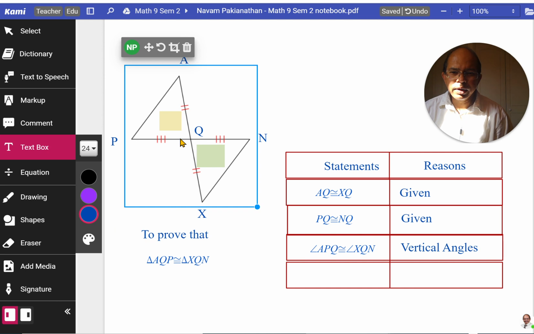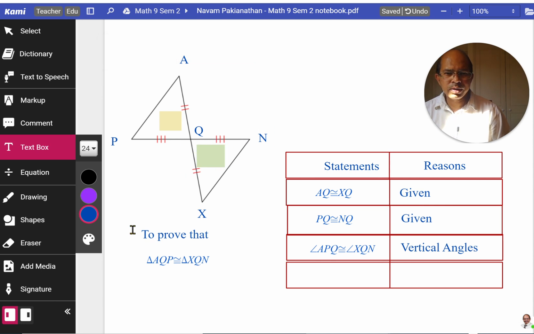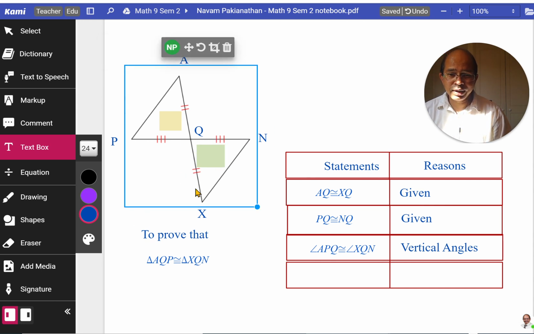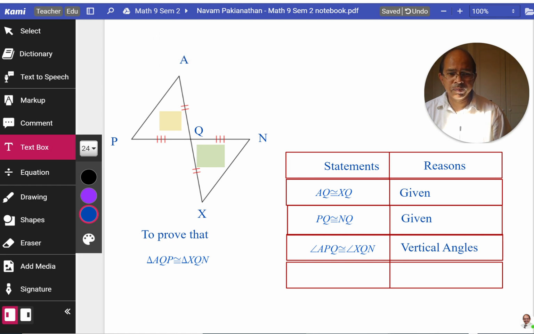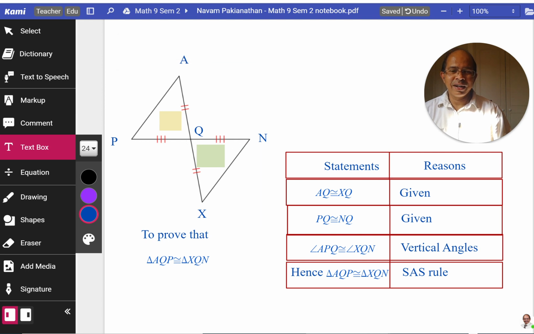Looking closely at the figure, we can see that angle AQP and angle XQN are across an intersection, and so they are vertical angles, which are naturally equal. And hence, by the SAS rule, or the side angle side rule, the two triangles AQP and XQN are congruent.